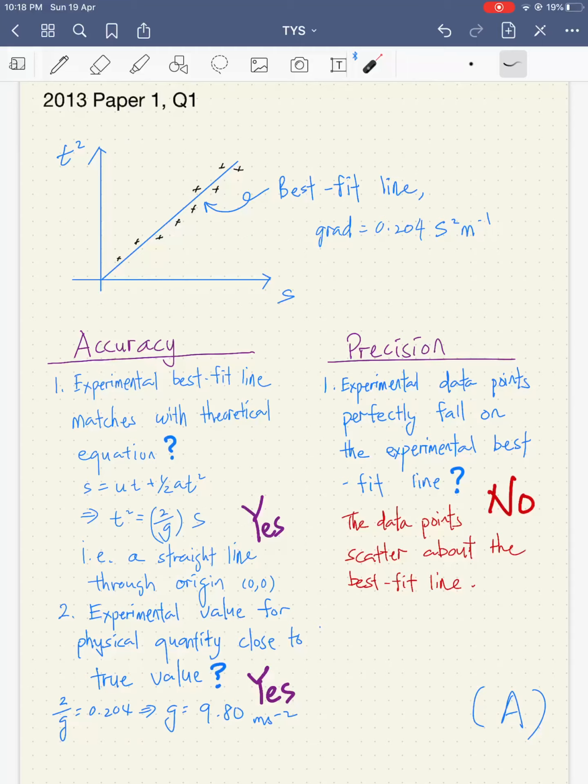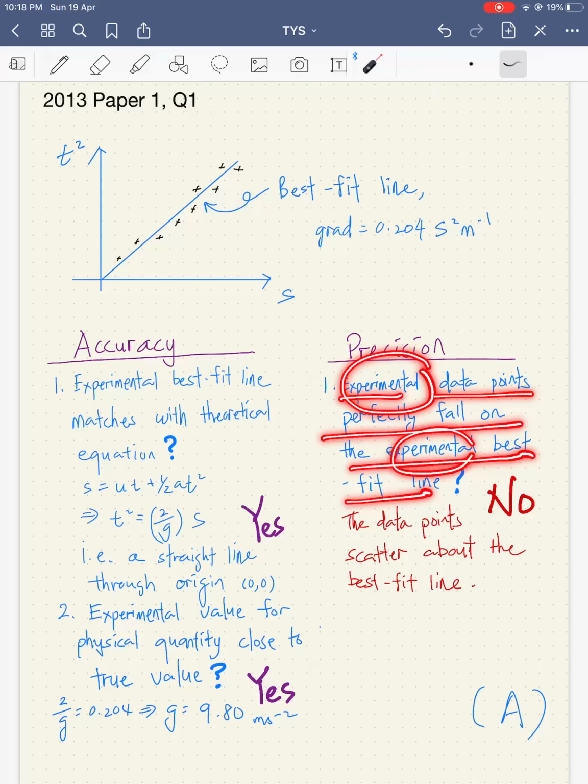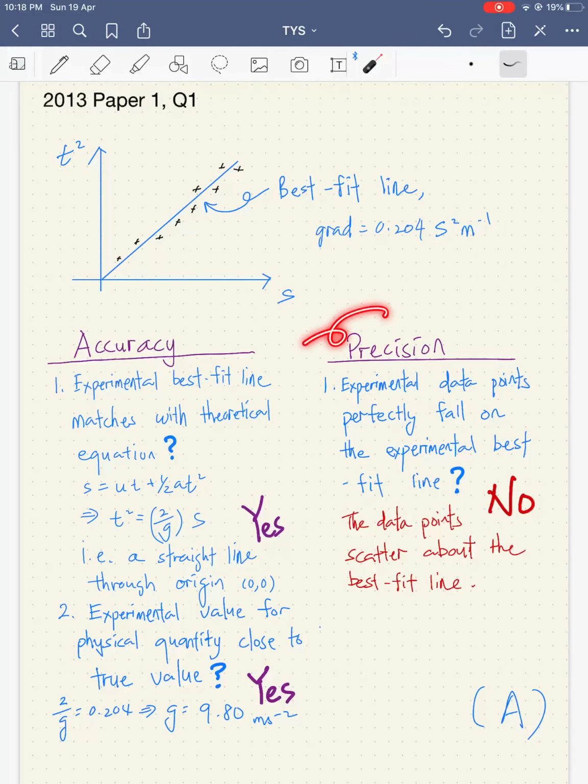Now we come to precision. The criterion for precision is pretty straightforward. That is, whether the experimental data points fall perfectly on the experimental best fit line. You see the criterion is experimental, nothing to do with theoretical. Precision is simply about your random error, your instrument quality, and so on. So the answer is no.